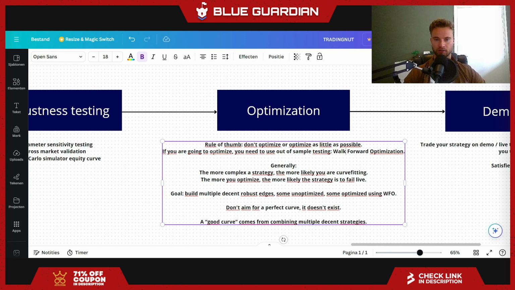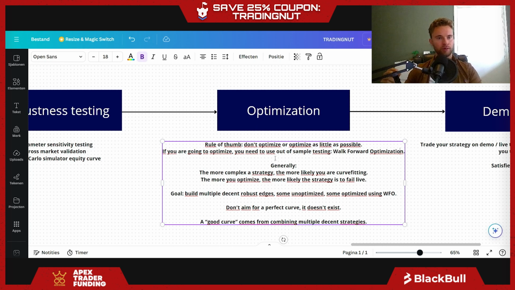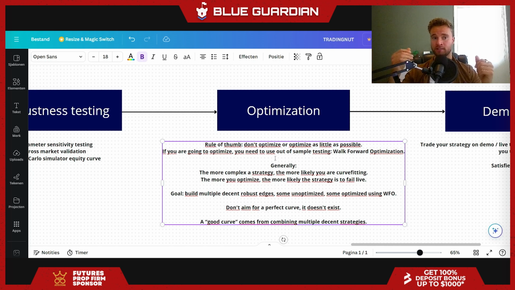If you're going to optimize, you need to use out of sample testing. So use walk forward optimization or another method. I do prefer walk forward optimization. But what you're going to do is basically, if you optimize, so let's say from 2007 until 2015, you're going to find what worked best. And then you test what worked best on the next years to see how it performed there. So you have one training set of data, one testing set of data. That's the very basic idea of out of sample testing. But if you want to dive into this more, go to that.